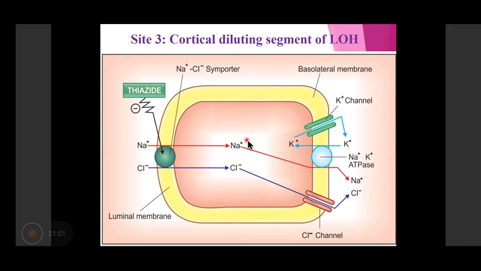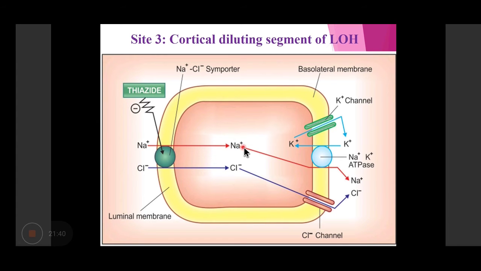So here, just as in the ascending limb we had the sodium potassium 2 chloride channel, at this site we have the sodium chloride symporter. Very simple. So sodium potassium 2 chloride was there, and here the sodium chloride symporter. This is blocked by the action of one class of diuretics known as thiazides. We'll be studying about this in the next class also. Right now, just remember that this site has the sodium chloride symporter.